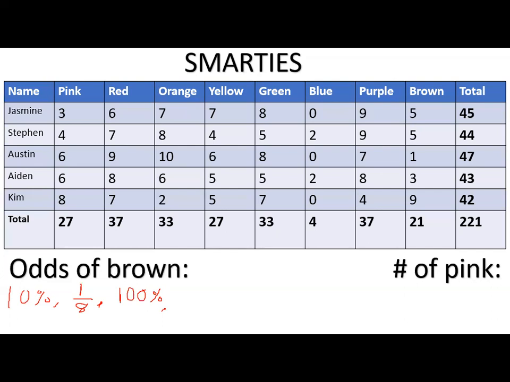Maybe we only get 1. Maybe instead of the 9 that Kim got in her first box, we only get 1 like Austin did. But everyone here got a brown Smartie, not once but twice. So about 100% chance. Again, none of these are really incorrect. I understand how everyone got to this. We're going to learn how to calculate this a little bit later.